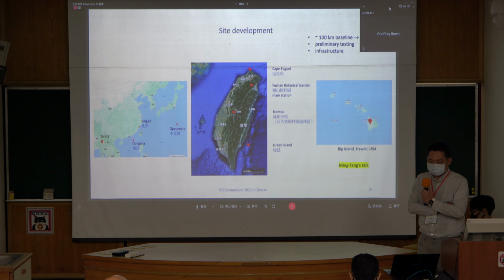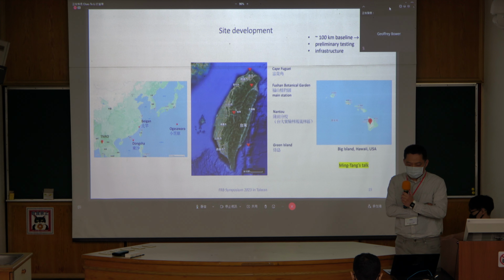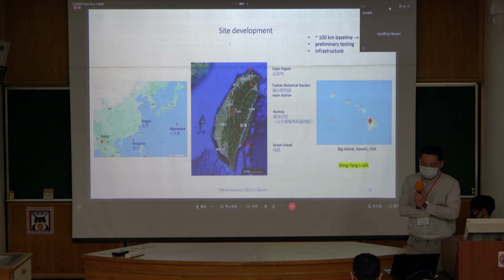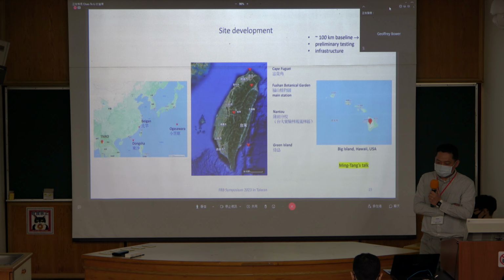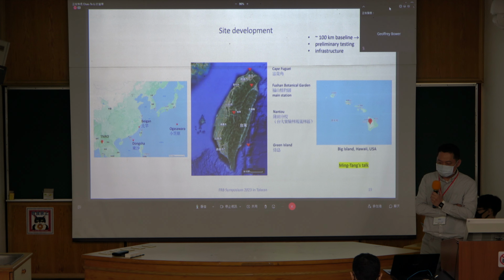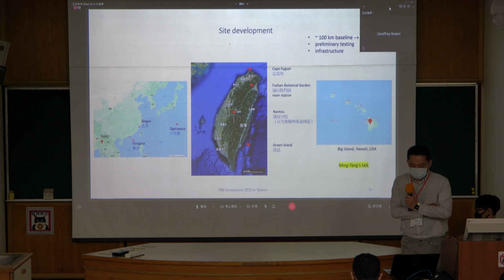For the site development, we have surveyed around the island. There are 4 candidate sites. We will set out the main station at the Busan Botanical Garden and the 3 other outrigger stations. Each site is about 100 kilometers away from each other, which can give you about 1 arc-second angular resolution. We are doing some preliminary tests at each site, and we also construct some infrastructure for the main station.